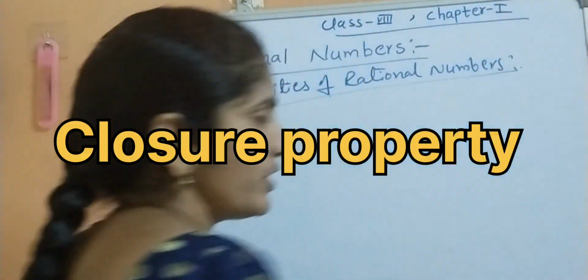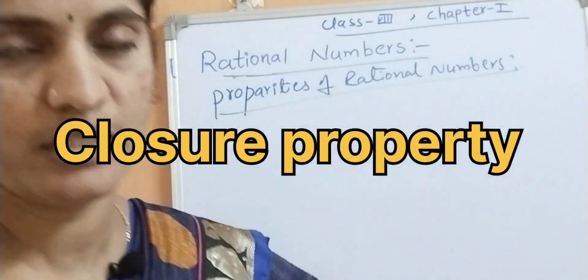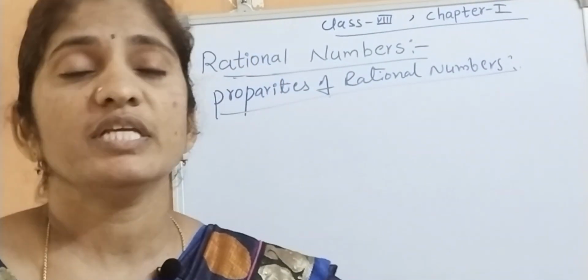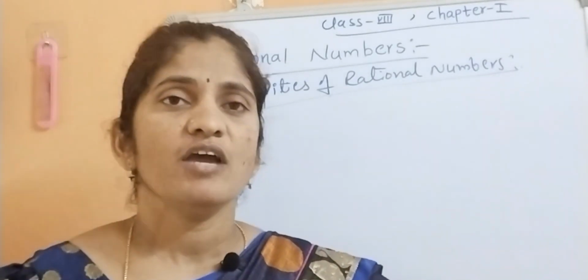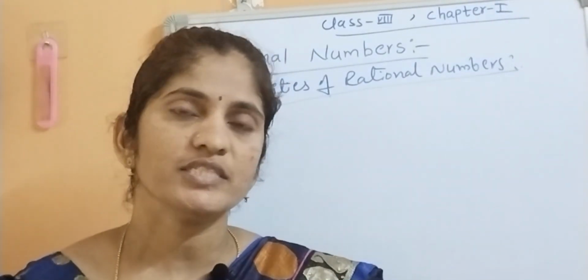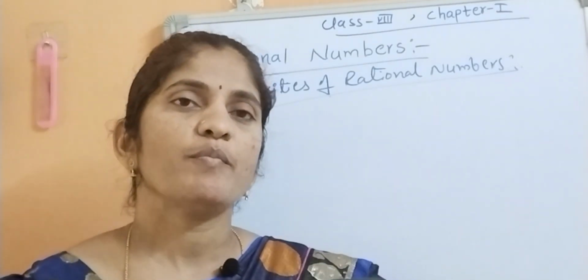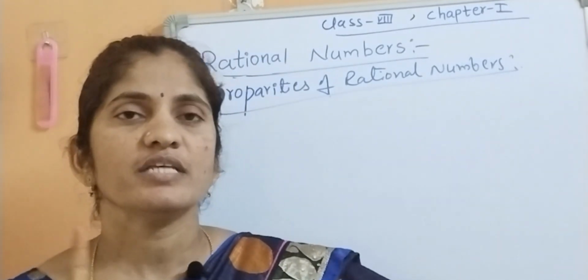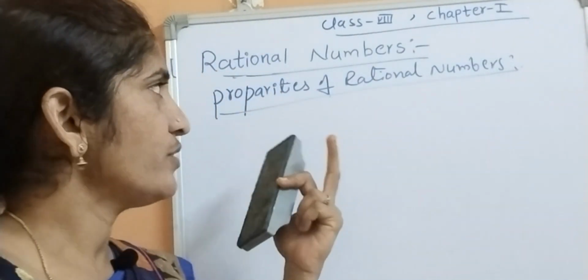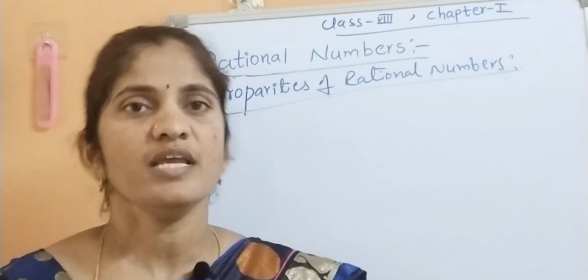So, properties of rational numbers we are going to discuss now. What is the first property? In 7th class and 6th class we have discussed all the properties. In 6th class we discussed properties of whole numbers, in 7th class we discussed properties of integers, and in 8th class we are going to discuss properties of rational numbers.